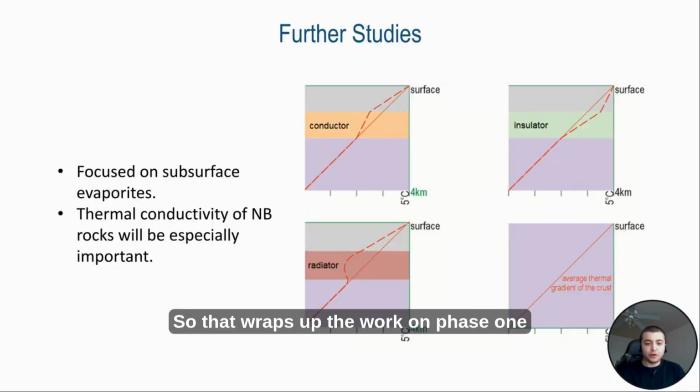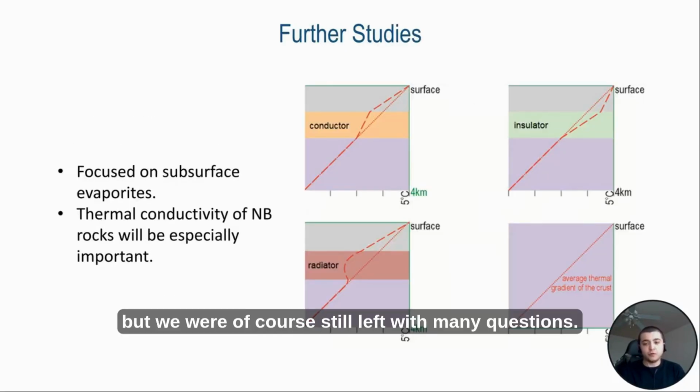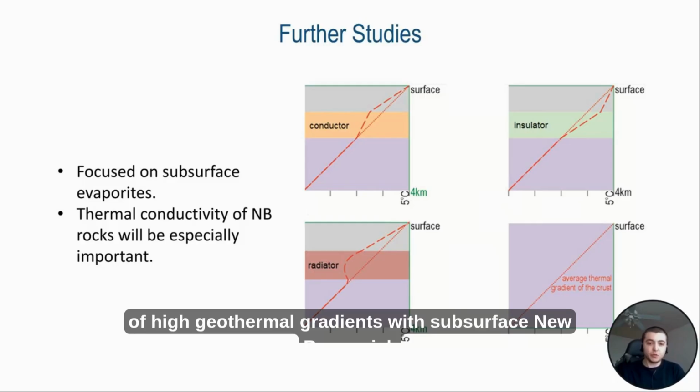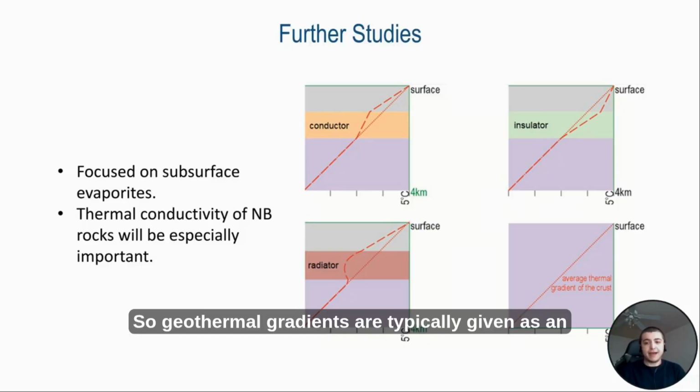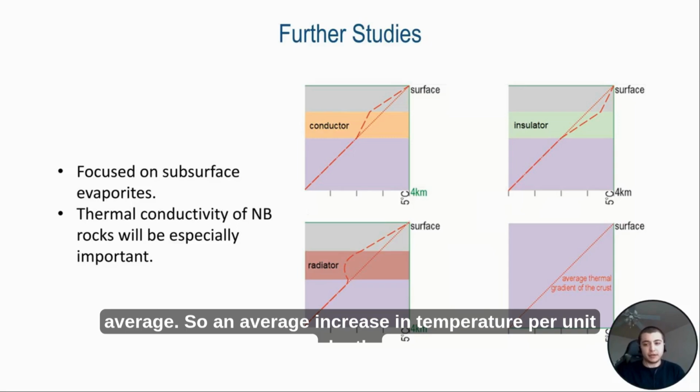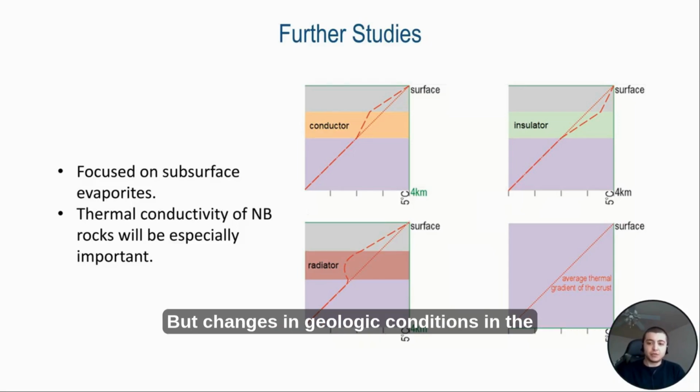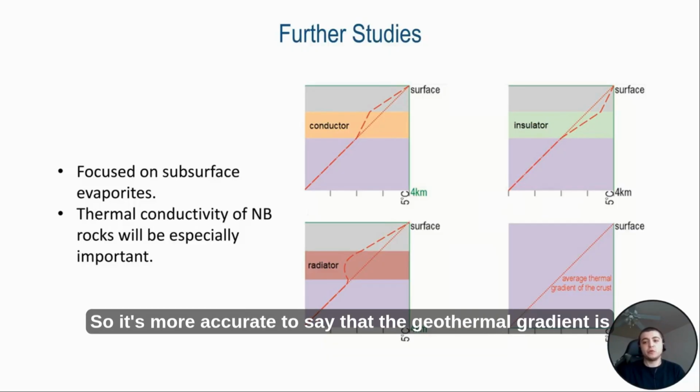So that wraps up the work on phase 1 of this project, but we were of course still left with many questions. So I'll just briefly talk about what we are doing this winter to address the potential association of high geothermal gradients with subsurface New Brunswick evaporites. Geothermal gradients are typically given as an average, so an average increase in temperature per unit depth. But changes in geologic conditions in the subsurface cause heat flows to increase or decrease over a unit depth. That can't be made into an average. So it's more accurate to say that the geothermal gradient is constantly changing through a stratigraphic column.